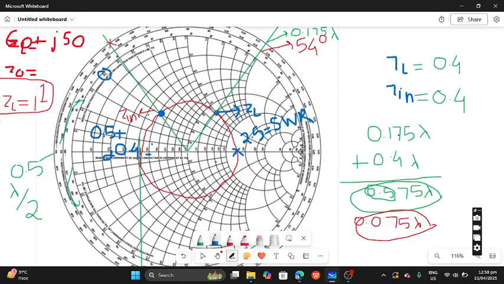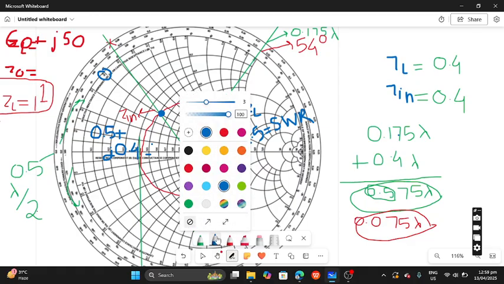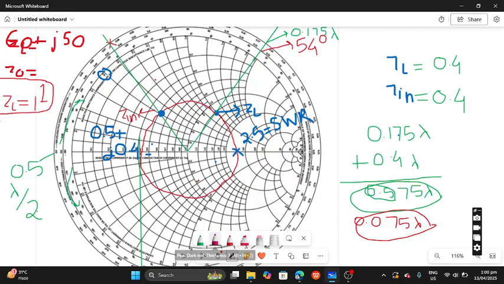Okay. Also you have to find the angle of this one. So the angle at this point is 126 degrees. So this is your angle for Zin. The magnitude of both of them will be the same.